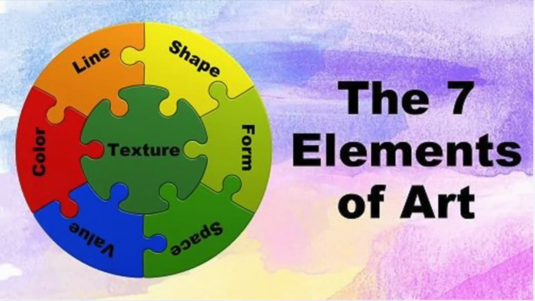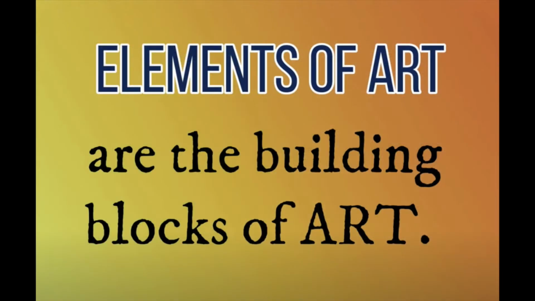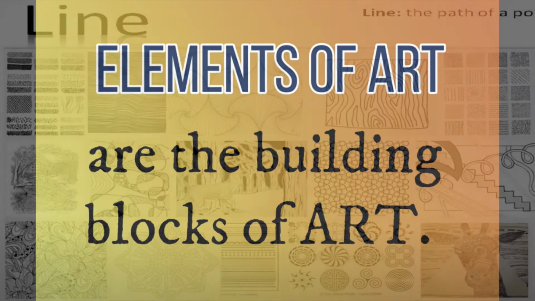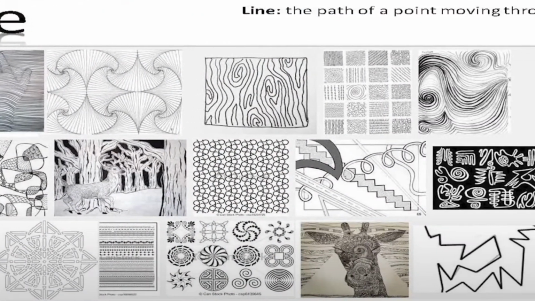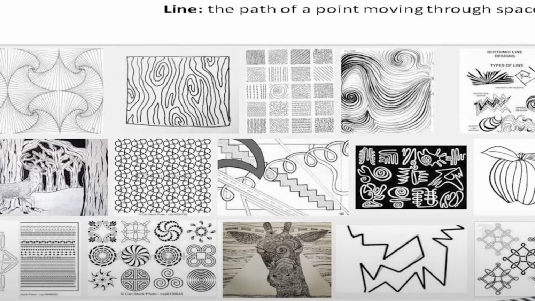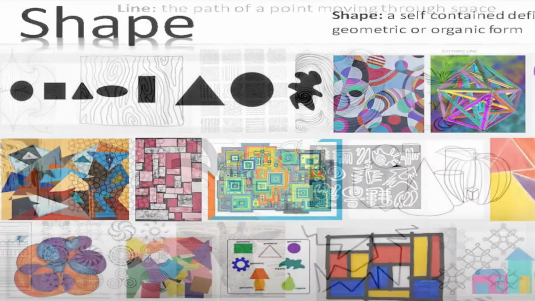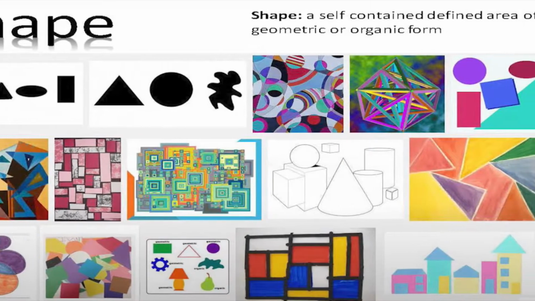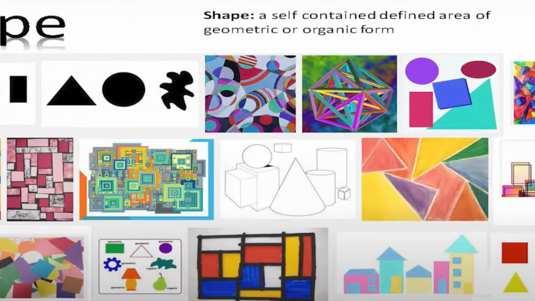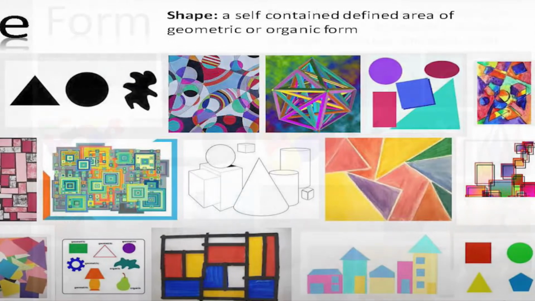First, a quick review of the 7 elements of art. The elements of art are the building blocks of art. First, there's line. Line, the path of a point moving through space. Next, shape. Shape, a self-contained, defined area of geometric or organic form.